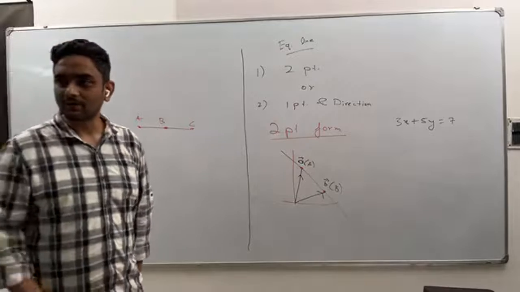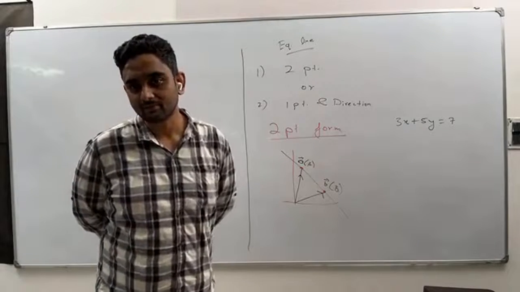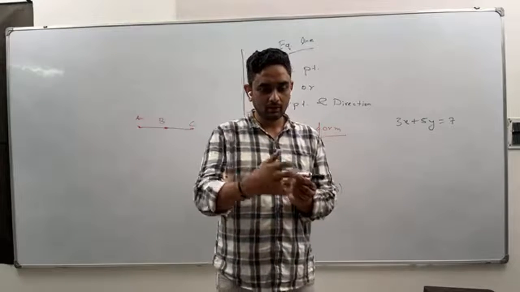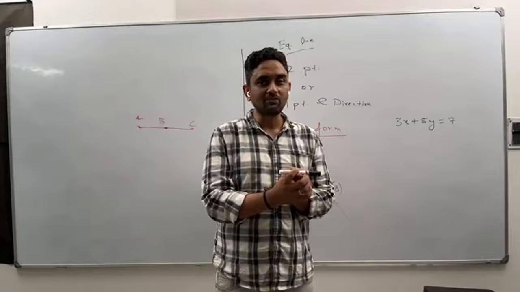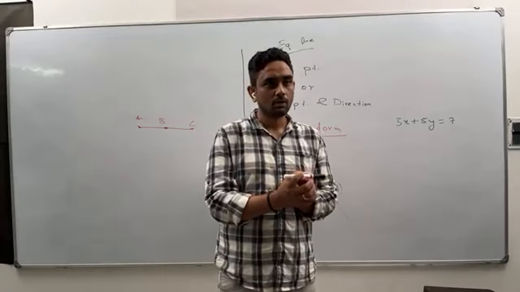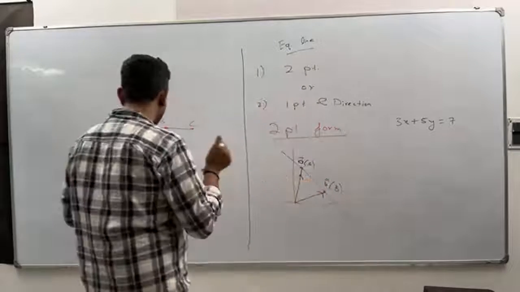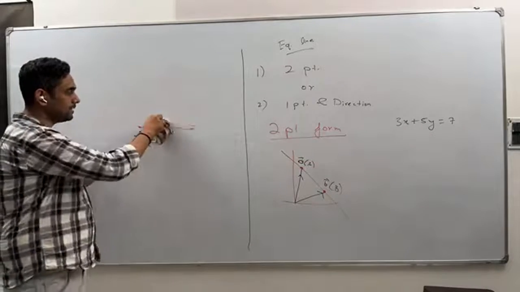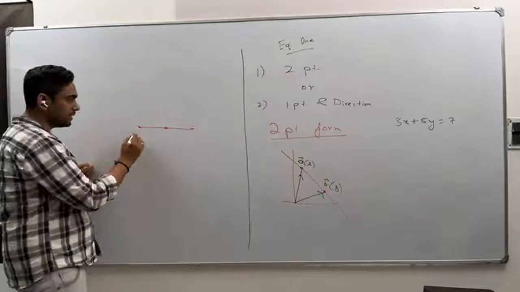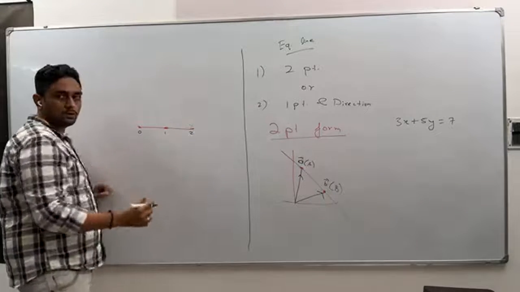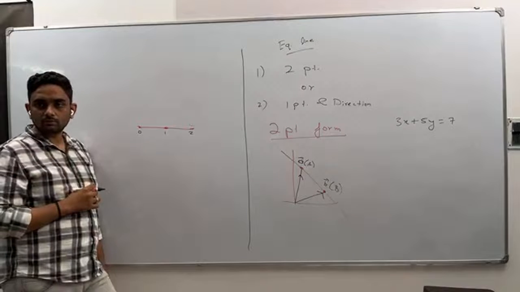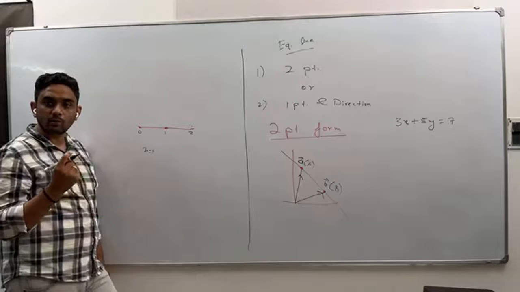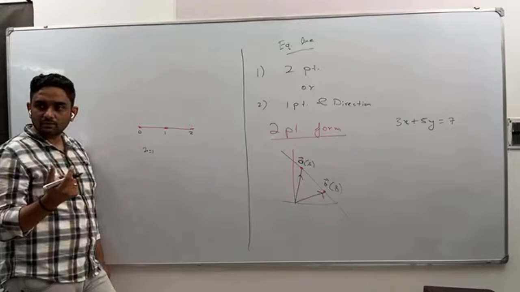Long back when you were small kids, you studied about the number line. So let's say this is a number line, and there's a point on the number line. Suppose I remove AB. These are points like 0, 1, 2. Now how will I represent the point 1? I'll say x equal to 1. So x equal to 1 is a point on the number line.